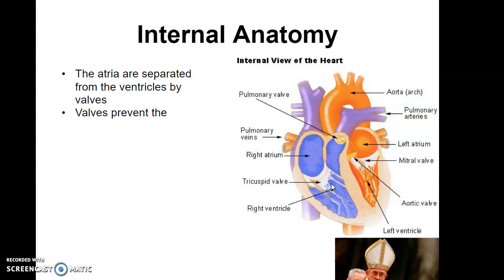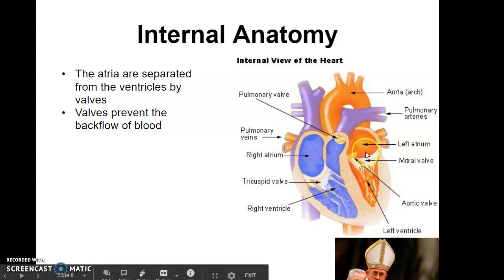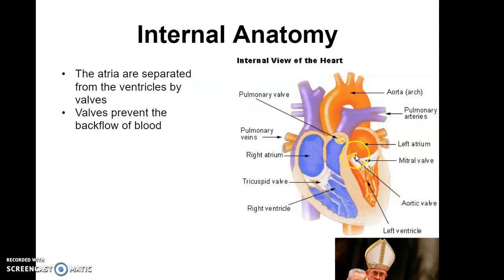So, the atria and the ventricles are actually separated by these things called valves. So we're going to focus on valves for a little bit. This is a part of the heart that a lot of times gets damaged. It's pretty common that people have to get their valves replaced. You may have a family member that has a valve replacement, and it's actually pretty cool how they do it.